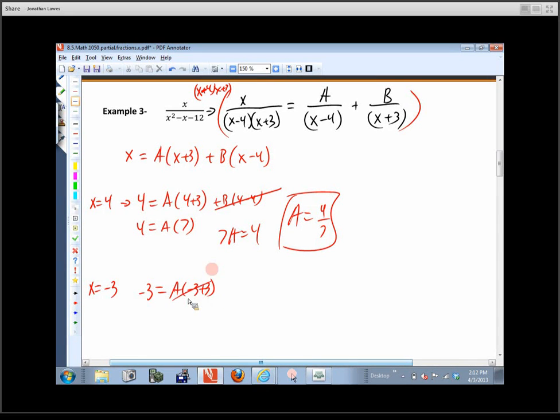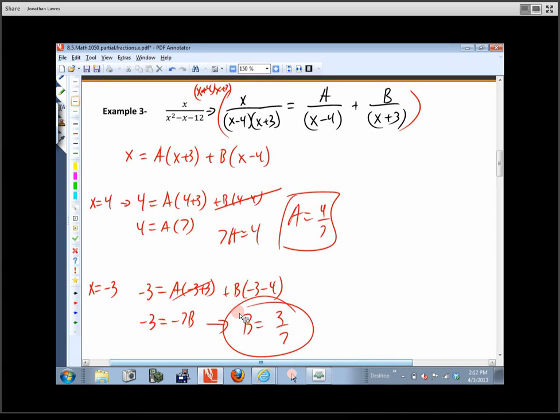That's going to make this go away. And then this is going to be b times negative 3 minus 4. So here's what I get. I get negative 3 equals negative 7b. So that means I know what b equals. b is equal to 3 sevenths. So I know what those are.